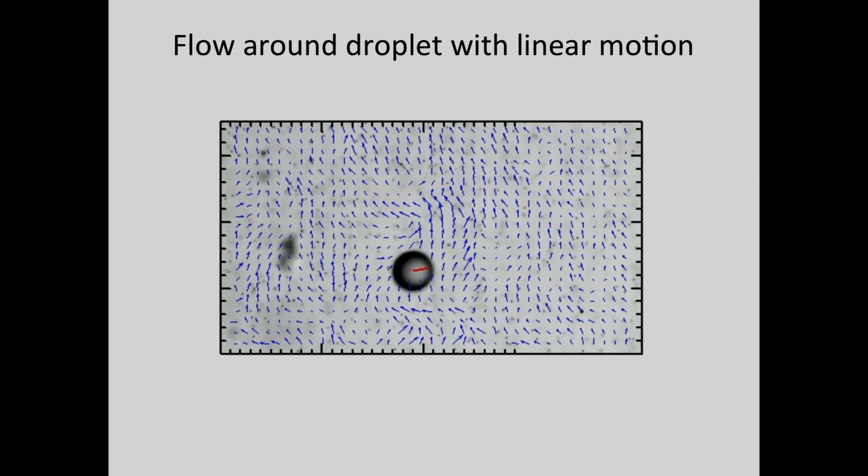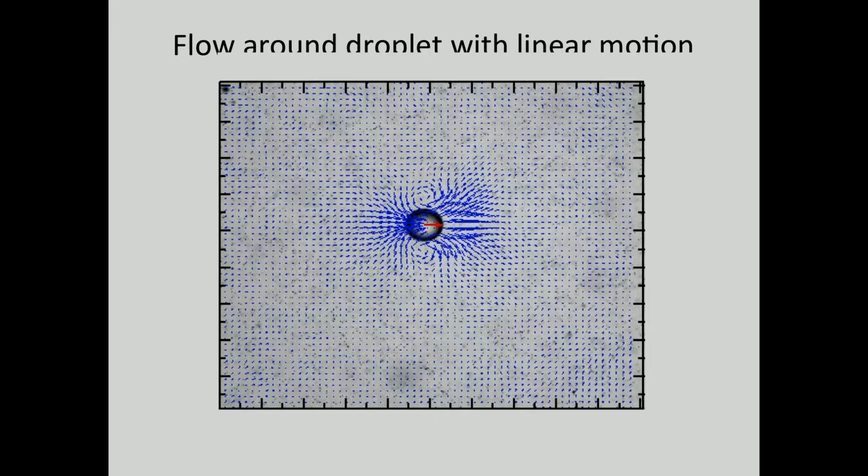But if we take an average of this movie, this is the flow profile that you end up with. So we see that it pulls in liquid from the back, pushes it out on the front, and there are these two sort of vortices around it. I would call this a dipole, or had called it a dipole before, but that might be wrong. And this is what the swimming of the small droplet looks like, that goes more or less in a straight line. But we saw that if you have bigger droplets, they do this turning and rotating.